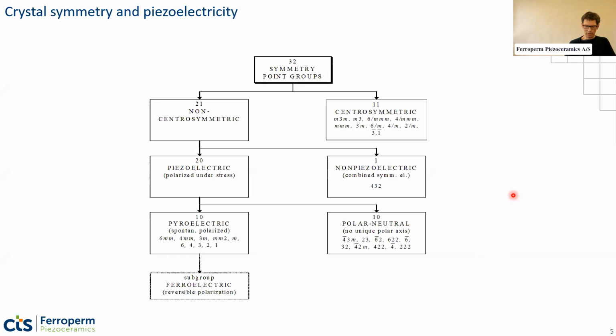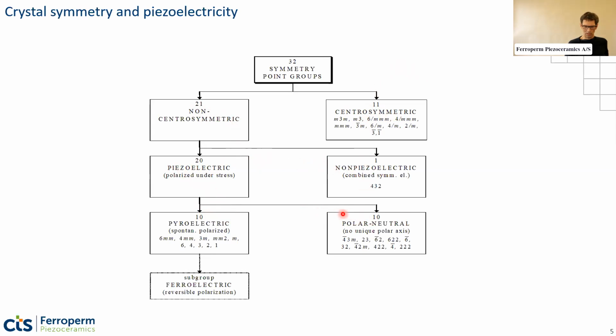So piezoelectricity is related to symmetry. So if there is a symmetric structure, there will be no piezoelectricity. So in short, symmetry is described in crystallography by different point groups. As I said, it has to be non-symmetric, or asymmetric, so we can actually disregard the centrosymmetric point groups, and then there are 21 structures left, and then one more has to be disregarded because of some symmetry elements. Then there are 20 piezoelectric point groups, and they can be divided into 10 pyroelectric ones and 10 that are polar neutral.